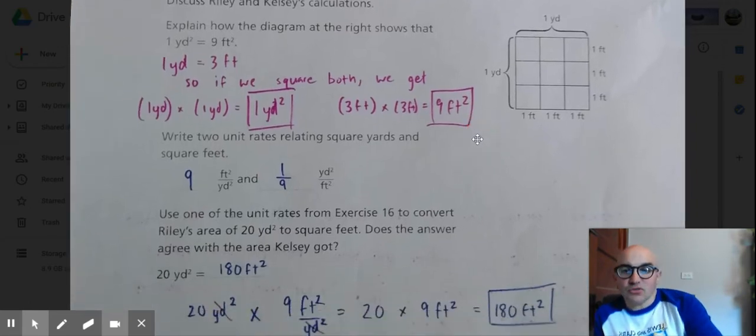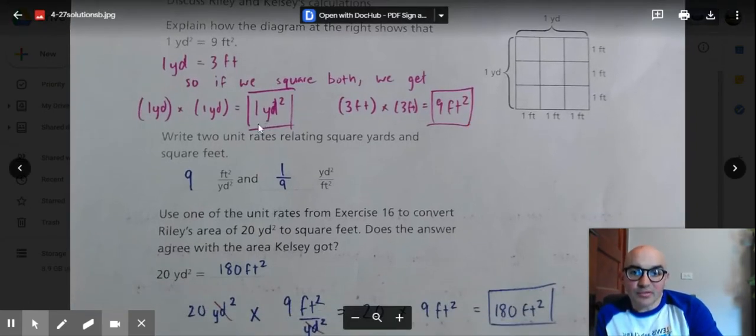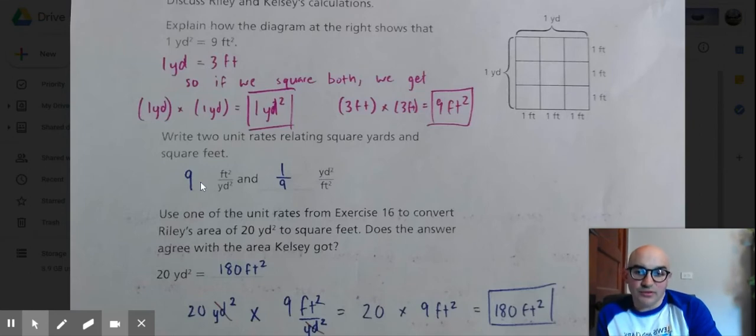Here I'm just using what I just did up top to rewrite these unit rates. So here I'm writing the unit rate in the number of feet squared per yard squared. So this is how I would read this: 9 feet squared per 1 yard squared. And then over here it's 1/9 of a yard squared per foot squared. So I'm reading the fraction symbol as the word per. 1/9 of a yard squared per 1 foot squared.